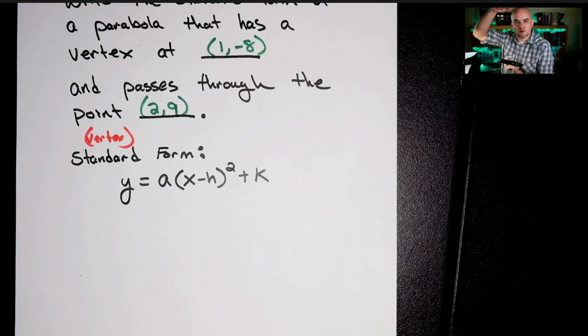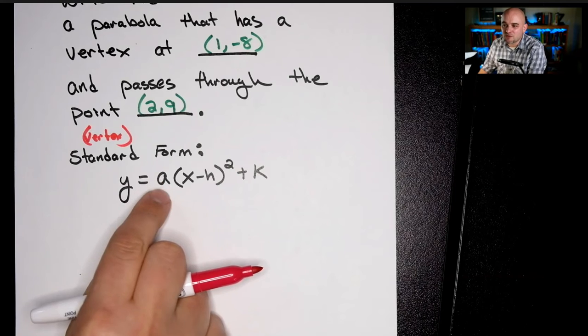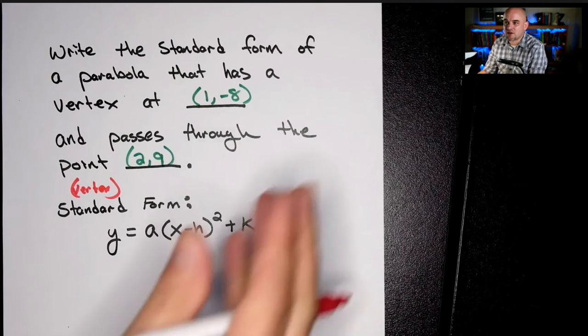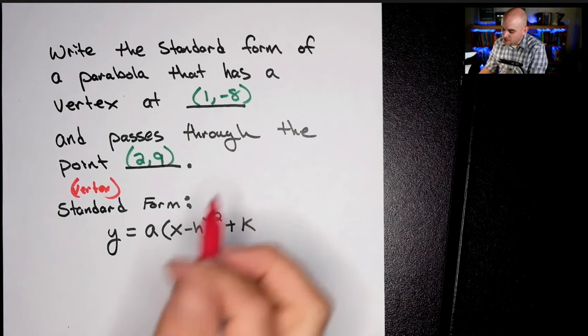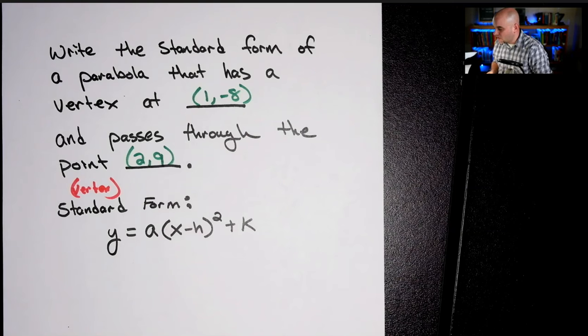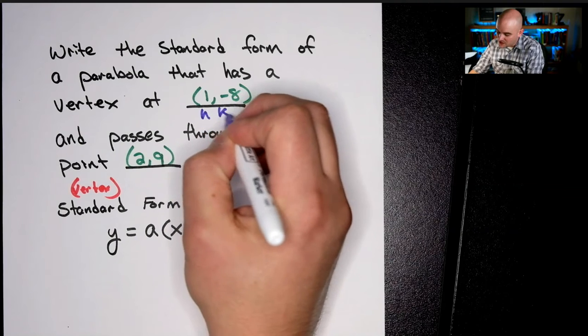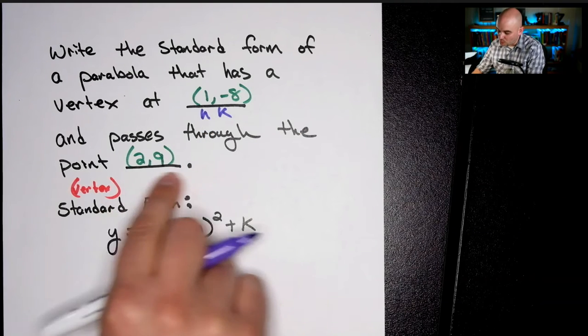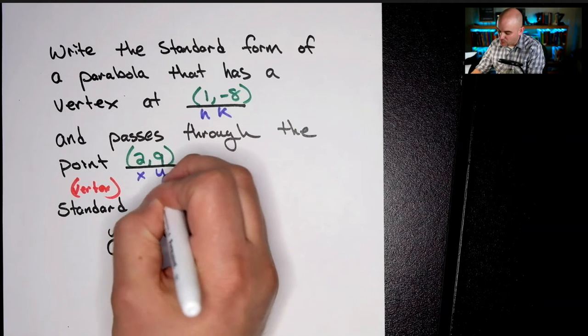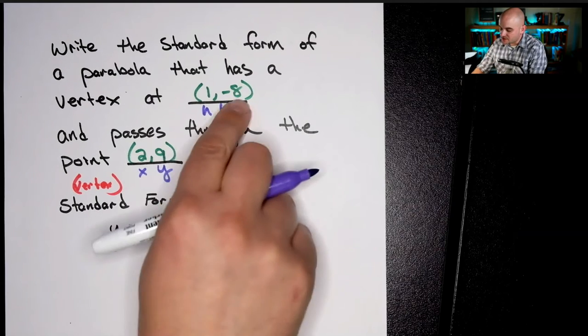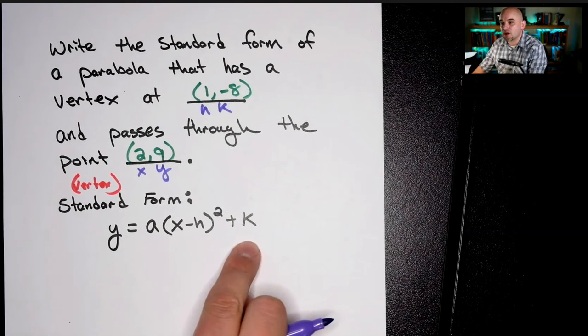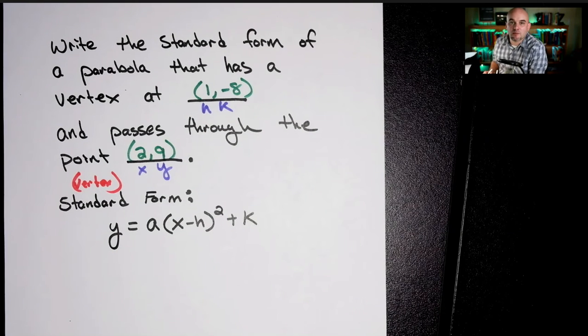So is it stretch vertically, or does it compress it, or does it flip it? So a lot of times we don't know the a in a situation like this. In fact, we don't know here, but we do know the vertex, and we also know a point that goes through it. So what we can do is label that vertex h, k and label the point that it passes through here x, y. And now I can substitute all of this into this equation and figure out what my a value is. So that's what I'm going to do here.